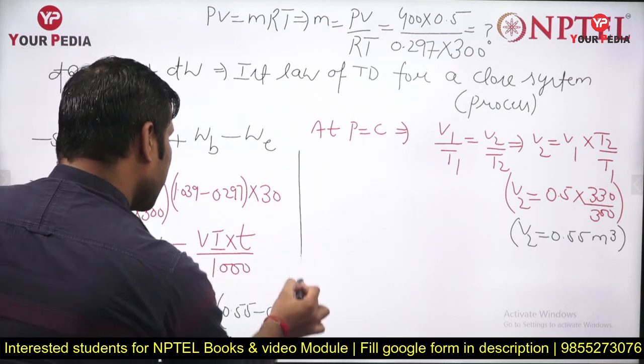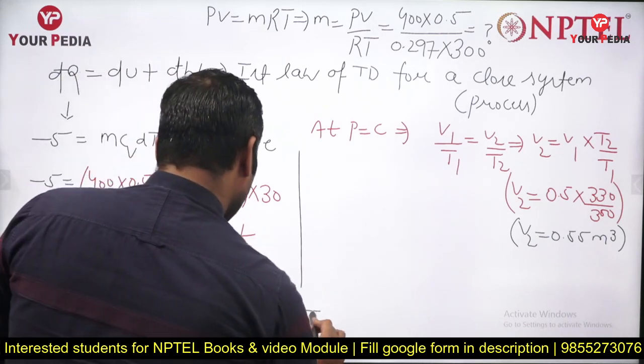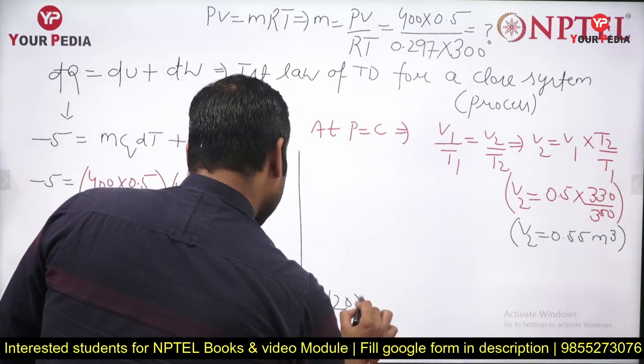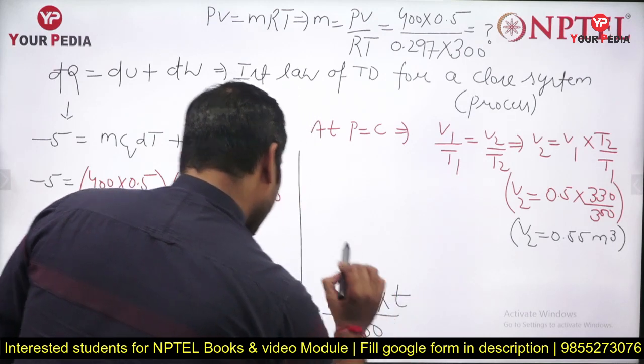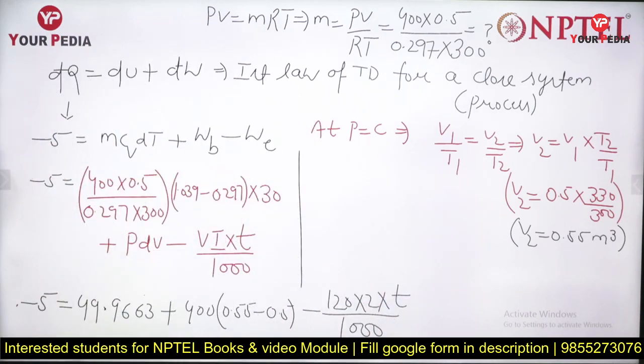Fine. Chaliye. Plus minus voltage is 120, current is 2, time is T, divided by 1000. So there is only one unknown, guys, in this equation. There is only one unknown. This is minus 5 equal to minus 14, this plus 49.963. Solving this you will get a value close to 20.